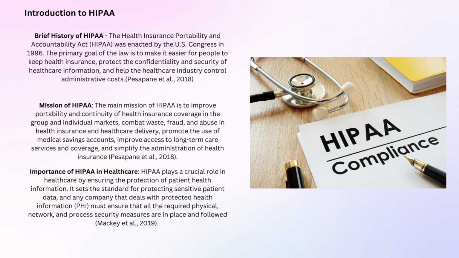HIPAA is divided into two main sections. Title One, which protects health insurance coverage for individuals who lose or change jobs and prohibits group health plans from denying coverage to individuals with specific diseases and pre-existing conditions. And Title Two, also known as the Administrative Simplification Provisions, which requires the establishment of national standards for electronic healthcare transactions, national identifiers for providers, health insurance plans, and employers.